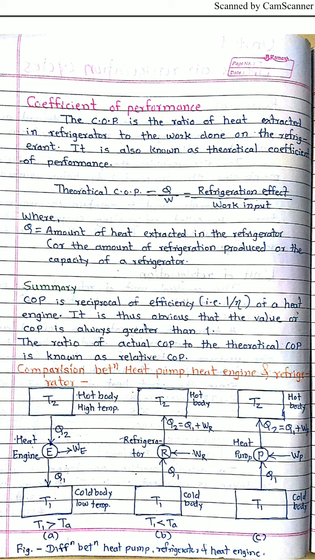So what is this coefficient of performance? It is generally denoted as COP: C for coefficient, O for of, P for performance. The COP is the ratio of the heat extracted in the refrigerator to the work done on the refrigerator.